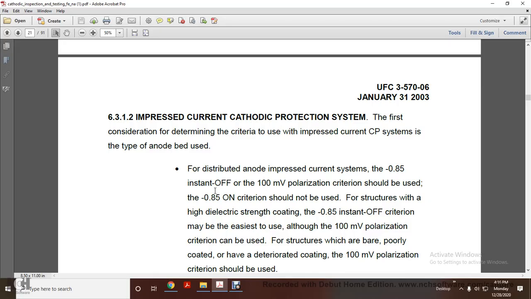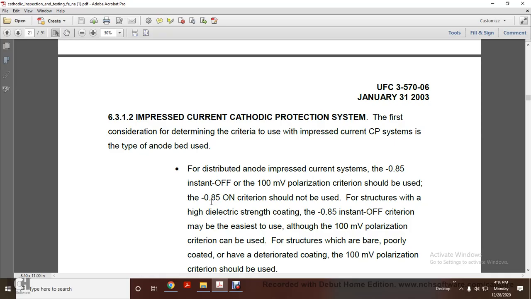Alright, 6.3.1, impressed current cathodic protection. The first consideration is to determine the criteria for the impressed current cathodic protection system and the type of anode bed used. For a distributed anode impressed current system, the negative 0.85 instant off or the 100 millivolt polarization criteria should be used. The negative 0.85 on criterion should not be used.